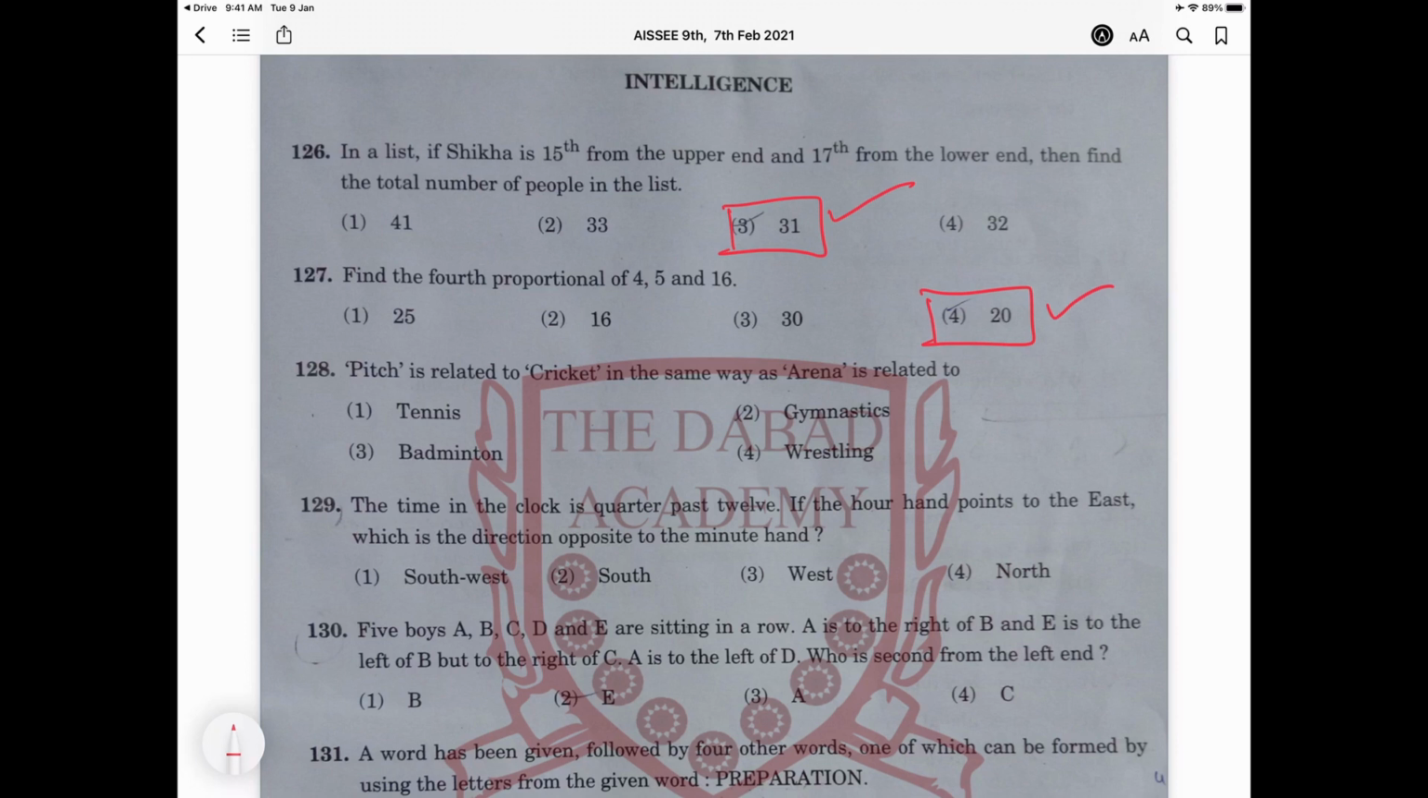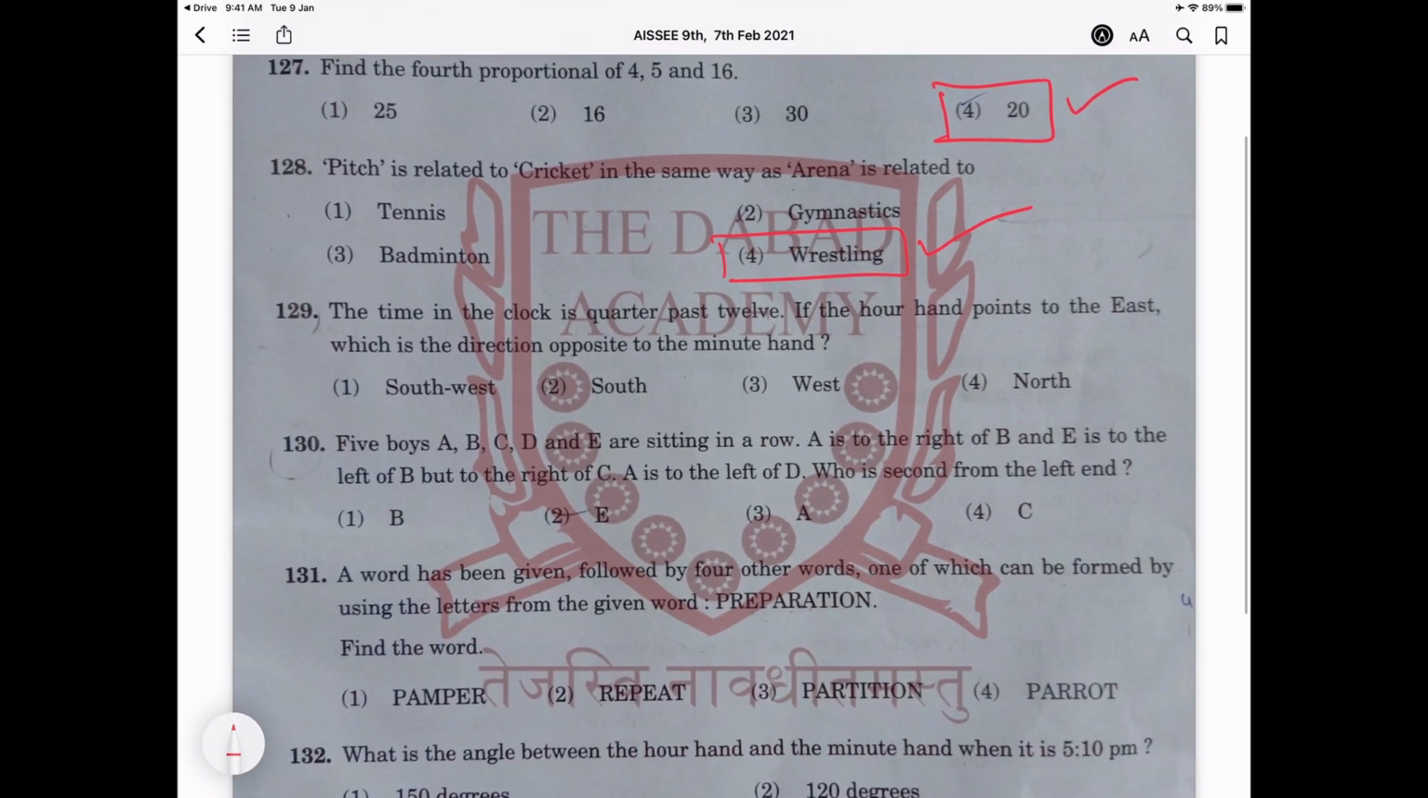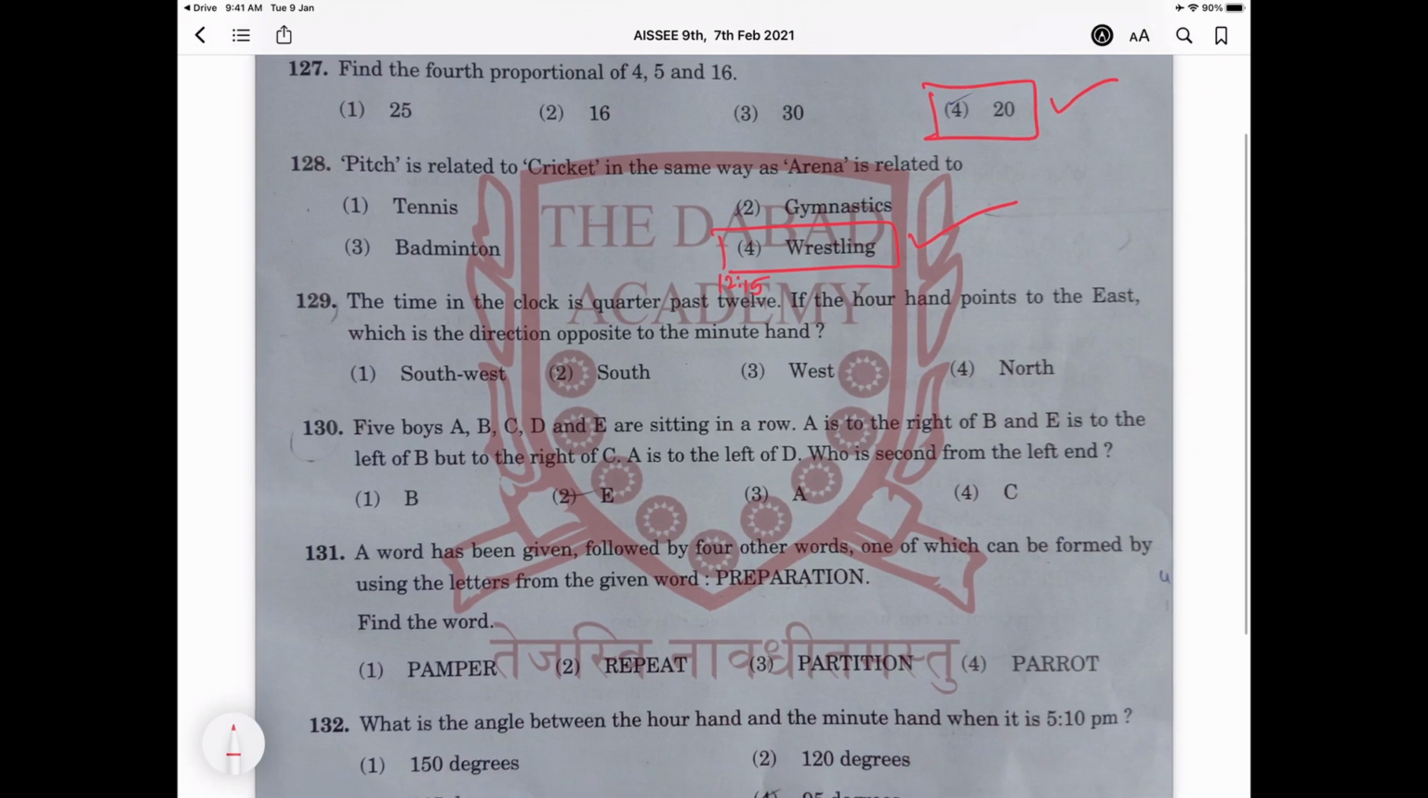Now, in question number 128, pitch is related to cricket in the same way arena is related to wrestling. So option number 4 is correct. In question number 129, the time in the clock is 12:15. Okay, so 12:15. If the hour hand points in the east, which is the direction opposite to the minute hand? So आपको इसमें diagram draw करना था, and the correct answer for this question is north.